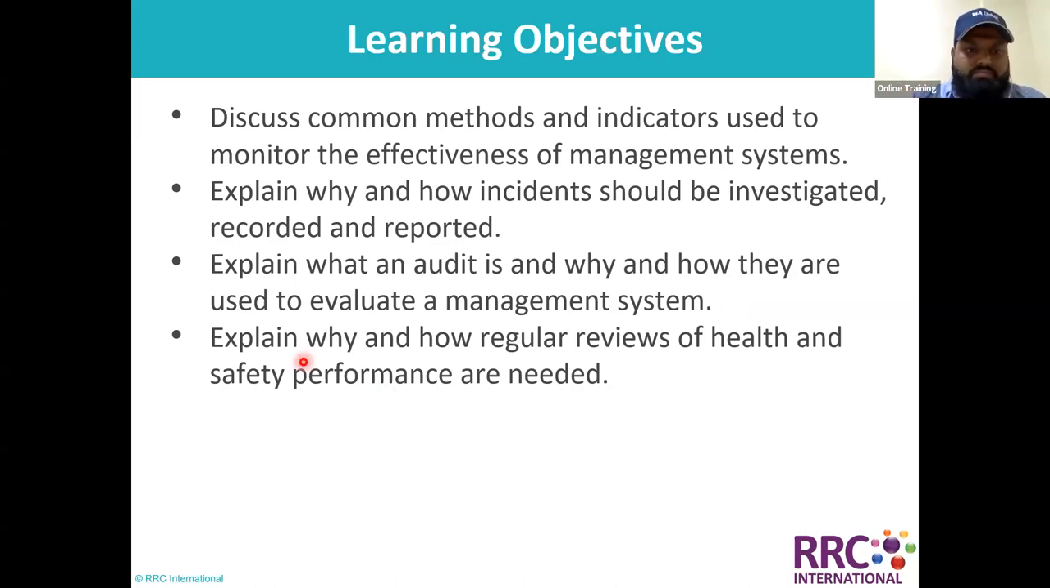Next, we will be able to explain why and how regular reviews of health and safety performance are needed. We are going to review on a regular basis the health and safety performance. Based on those reviews, we achieve values which tell us where we are against our set targets. Are we leading or lagging? Okay, so this is what we are going to discuss in today's session.